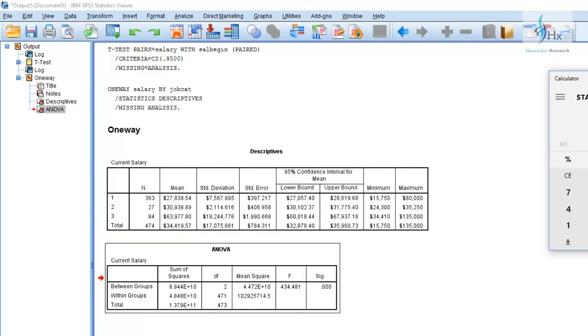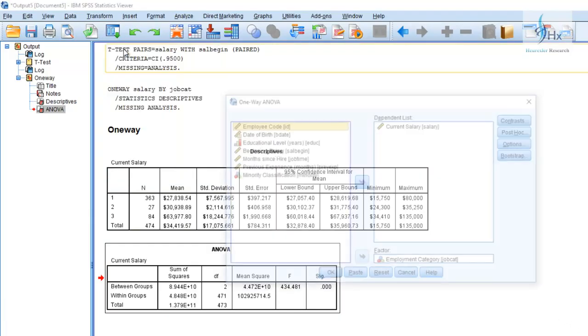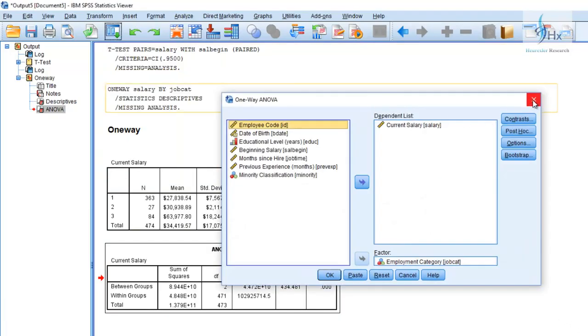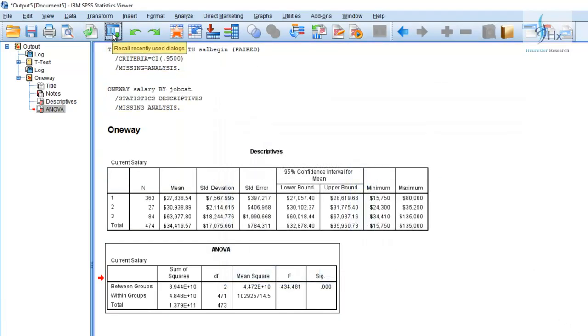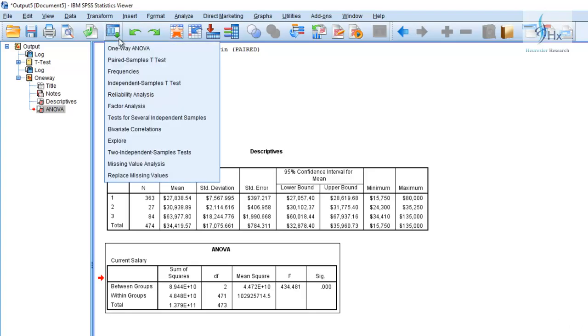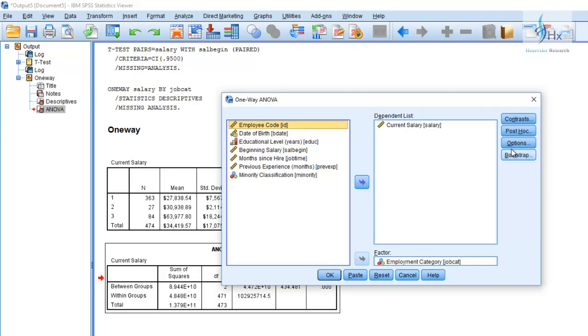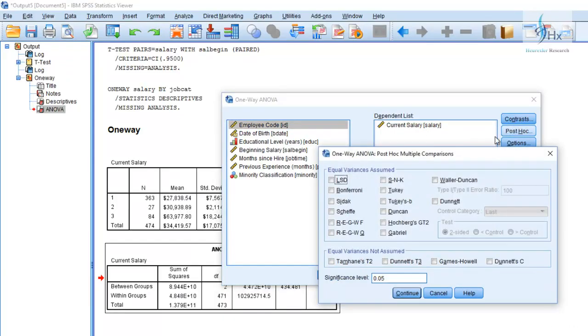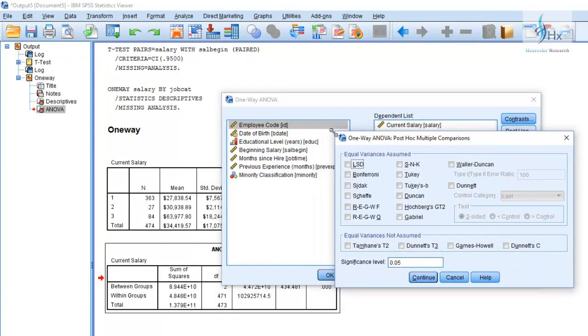To conduct post-hoc analysis, run one-way ANOVA again. This is the quick handle that you can use to recall the last run dialog. So click on it, find one-way ANOVA, and this time, since ANOVA is significant, we are going to click on the post-hoc button. Now if you click on the post-hoc button, you get a range of tests.